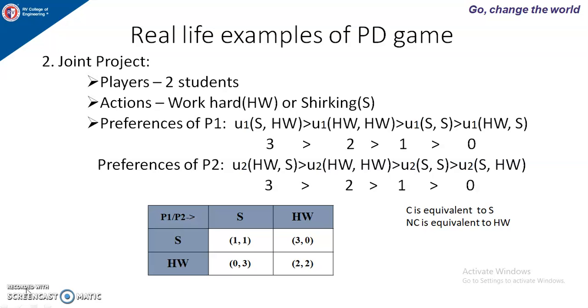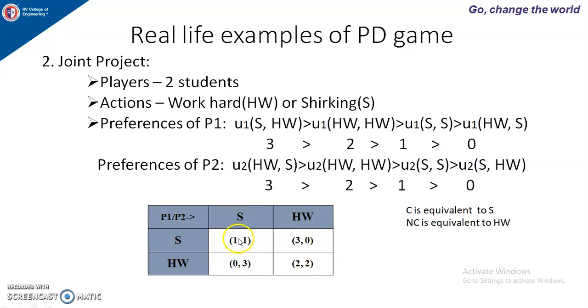The preferences of the player 2 will be, the player 1 will work hard and the player 2 will shirk, over both of them working hard, over both of them shirking, and the least preferred by the player 2 will be he works hard and the other player shirks. The game table will be like this.